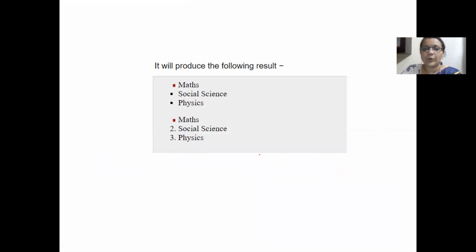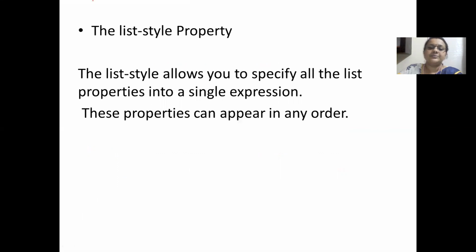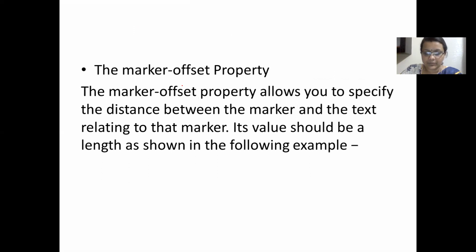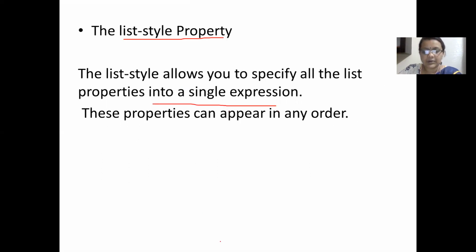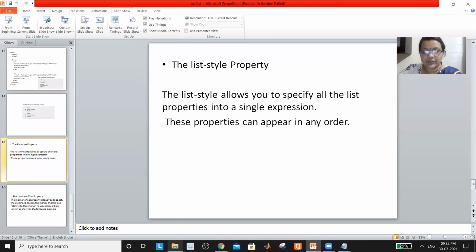That's the same output only I kept here. It is small there, that's why I made it bigger. And the next one is the list style property. The list style property allows you to specify all the list properties in a single expression. We can use all the list style properties in a single expression. That is the use of the list style property. These properties can appear in any order. That also I kept as an example, I will show the example for that.